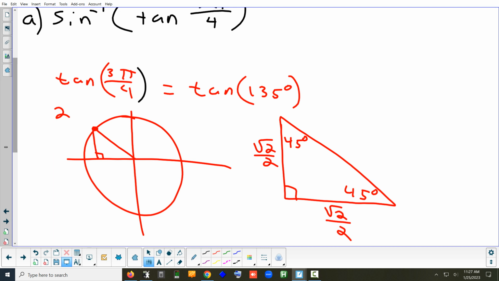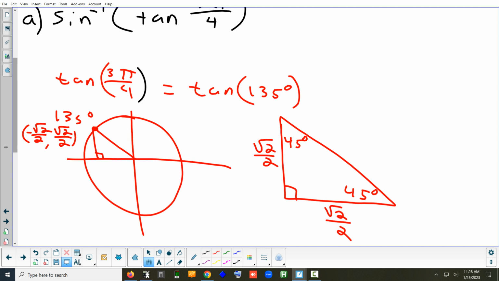Now let's write down what the coordinate would be for 135. Negative square root of 2 over 2, positive square root of 2 over 2.